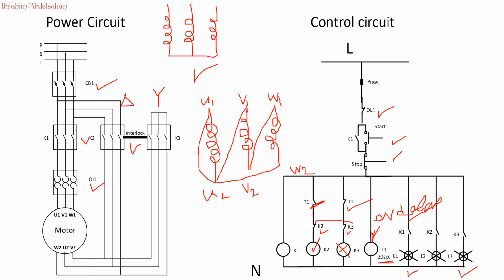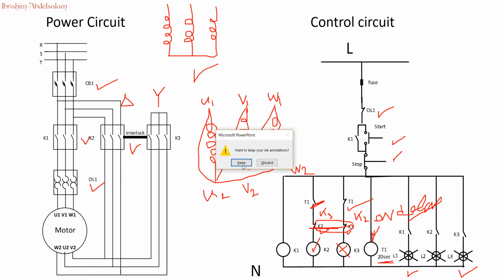It's wrong. Sorry, this is wrong. This is contactor 3, and this is contactor 2. So if contactor 2 is activated, this part will be open circuit, so contactor 3 can't activate. And if contactor 3 is activated, the terminal will be open circuit, so contactor 2 cannot be activated.